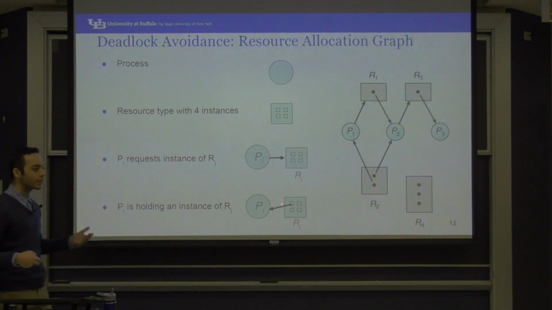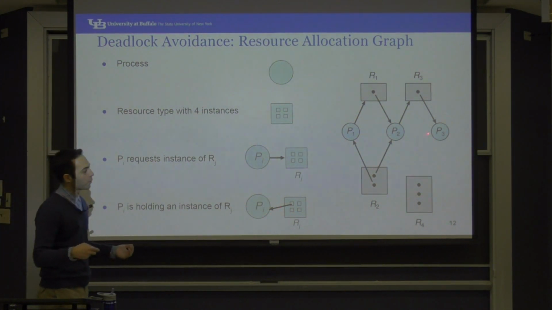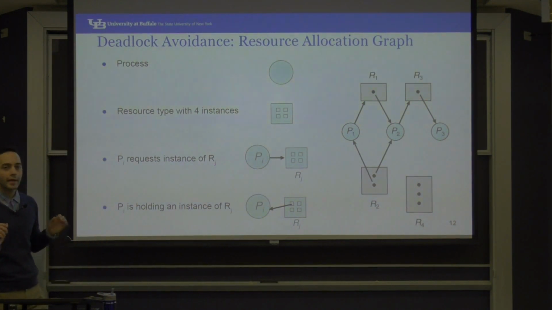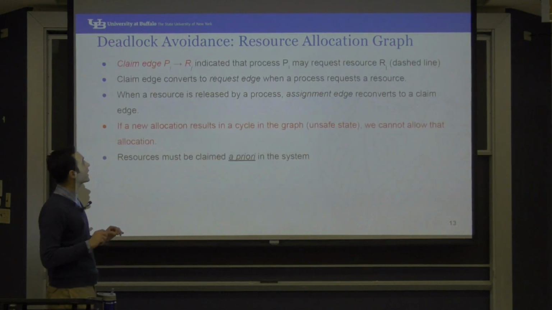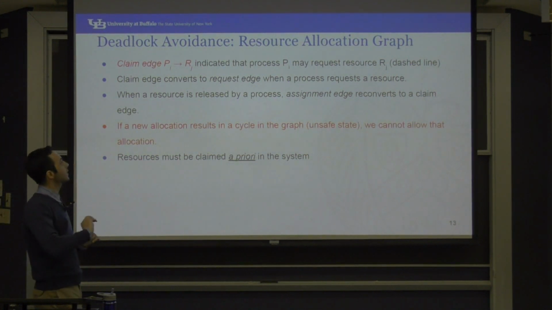And then there is the assignment edge, when a resource is assigned after an allocation, right? And then this was an example, right? So now, today we're going to add a bit to the resource allocation graph, and that is a claim edge. A claim edge is basically before a request edge.